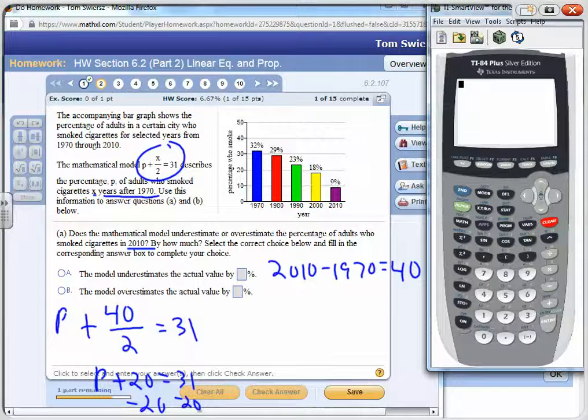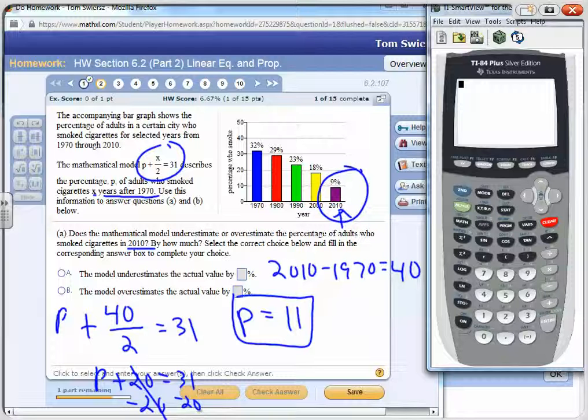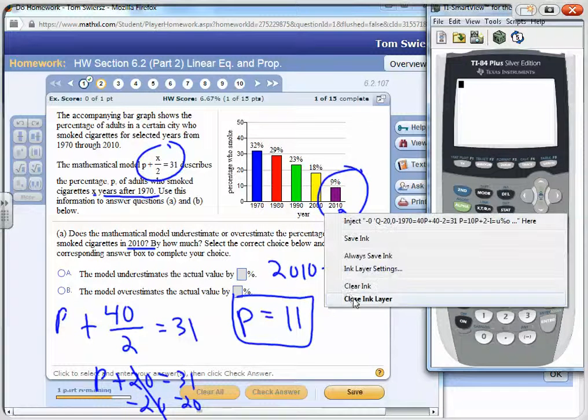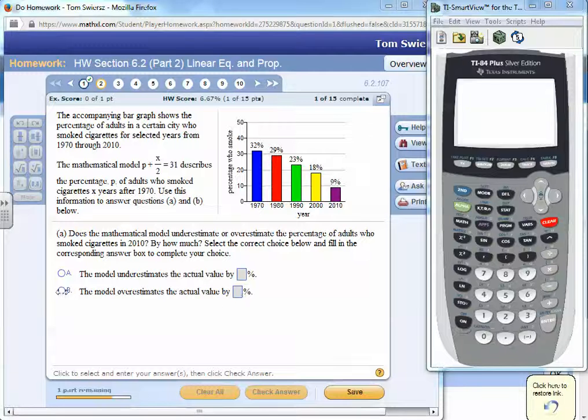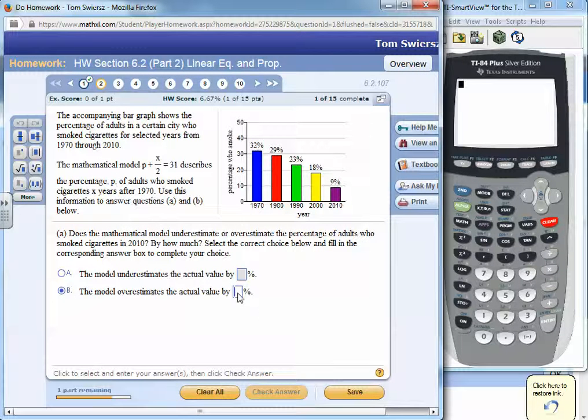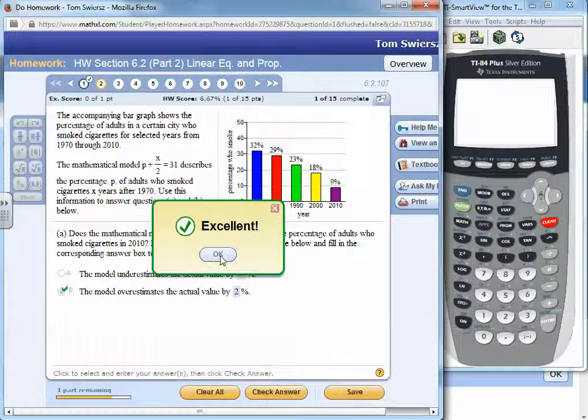Subtract 20 from both sides to cancel the 20 on the left side, and 31 minus 20 is equal to 11. So the model says that 11% of adults smoked in the year 2010. According to the chart, it's 9%, right? There it is right there. We're comparing the model to the chart value. The model gives us 11. The chart value is 9. So the model overestimates by 11 minus 9, which is 2%.